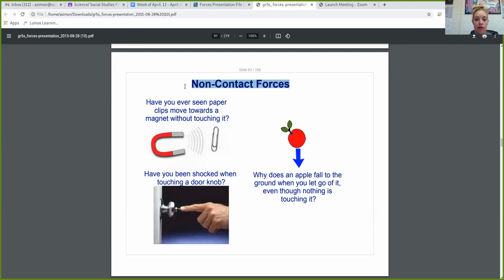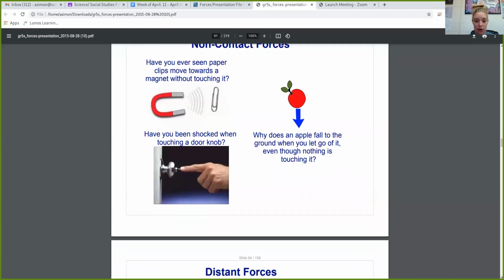Here we see we have magnets. We have, have you ever been shocked when touching a doorknob? And finally, our last non-contact force is, why does an apple fall to the ground when you let go of it, even though nothing is touching it? What force is that? I'm sure you can think of what force it is when an apple falls to the ground. So again, these three that we're going to review are all non-contact. Nothing's touching it in order for it to happen.